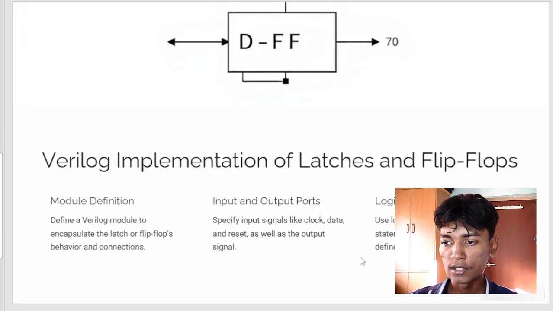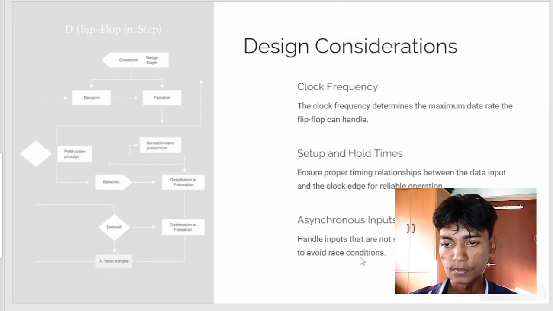Verilog implementation of latches and flip-flops. Module definition: define a Verilog module to encapsulate the latch or flip-flop behavior and connections. Input and output ports: specify input signals like clock, data, and reset, as well as the output signal. Logic implementation: use logic gates and behavioral statements within the module to define the latch's operation.